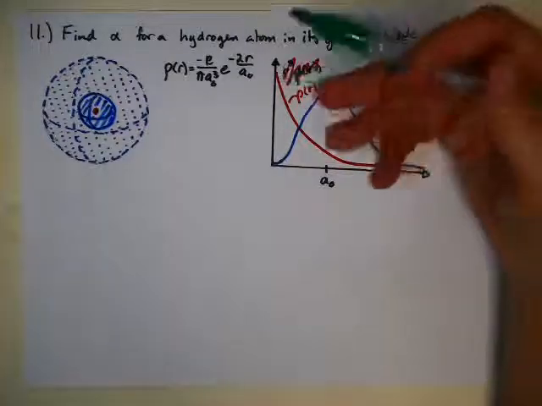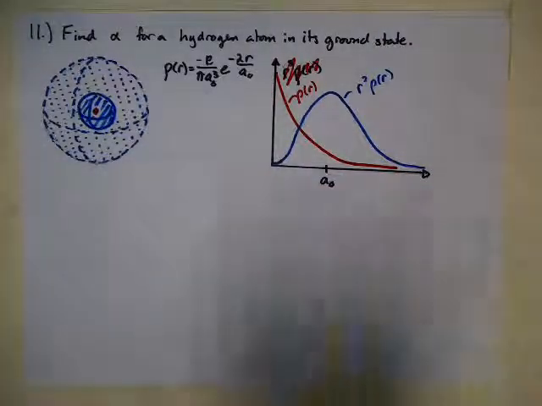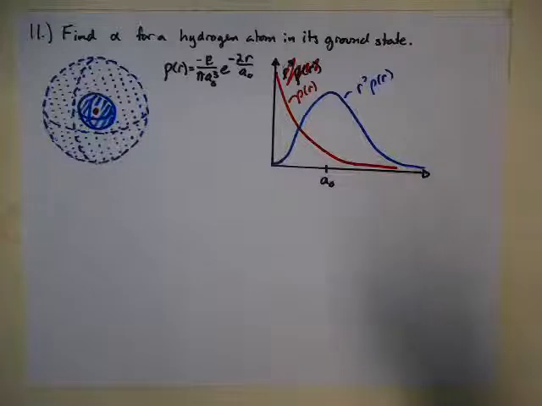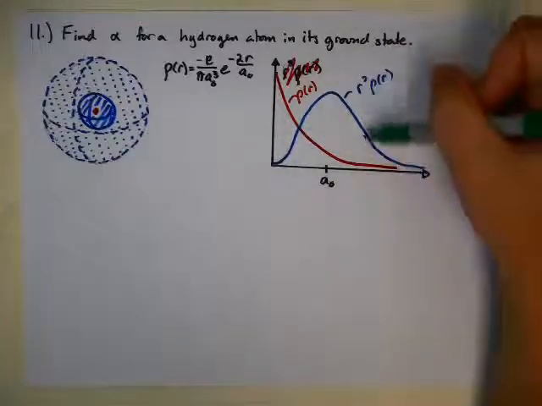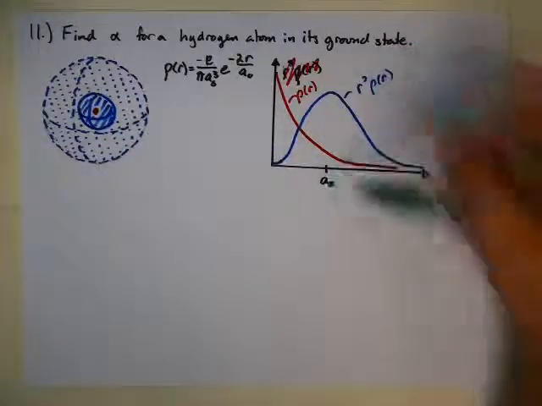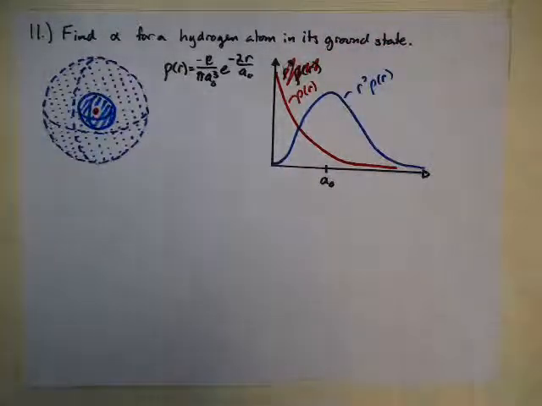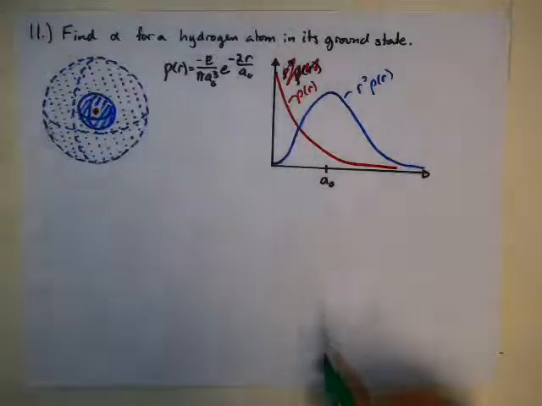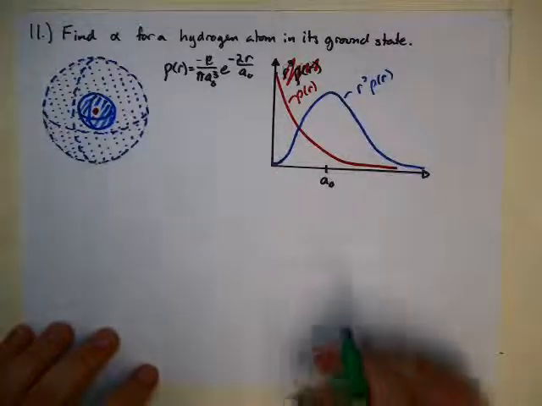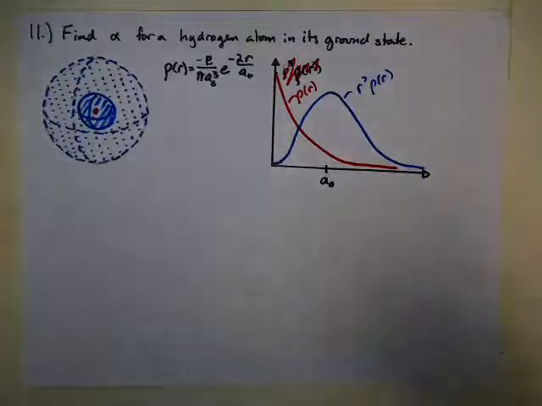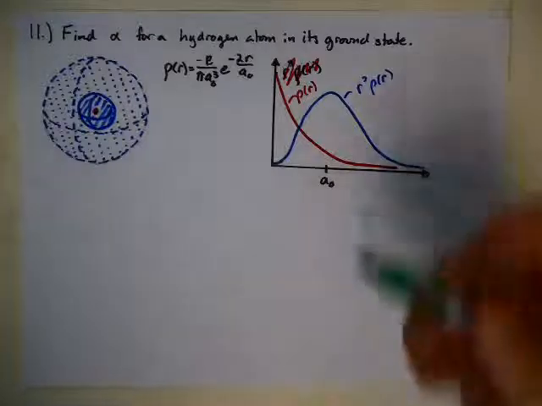But what is interesting is when you think about how probability works: you have to multiply the distance away by the surface area of a sphere at that distance. If you multiply r squared times your probability density, you get this blue curve, which does have a peak at a naught. Even though the red curve does not make a naught seem special, a naught is special, because r squared times rho peaks at a naught. So the most probable distance away at which you find an electron in a hydrogen atom is the Bohr radius.